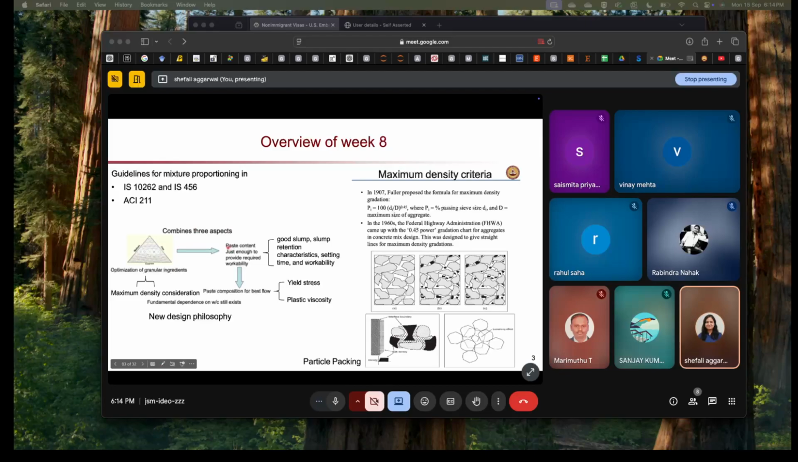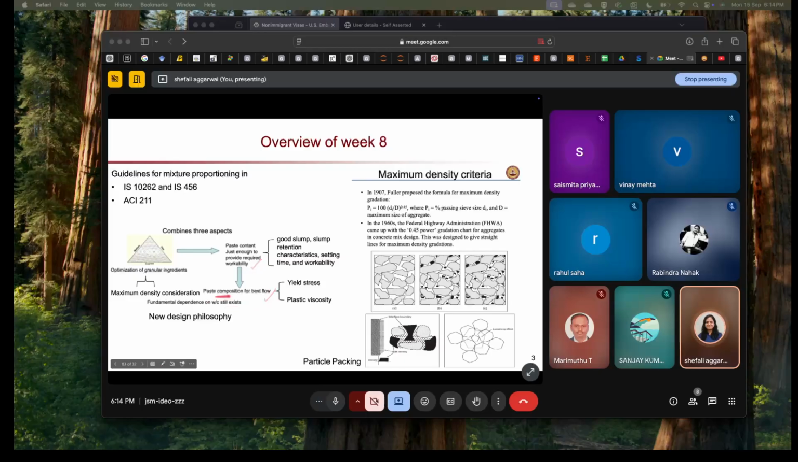The other thing is paste content. Your paste content should be enough to provide workability. It should not be more than that, it should not be less than that, it should be properly optimized. And the last thing is, what should be the paste composition to get the best flow. So we are talking about two things: one is workability, another is flow.